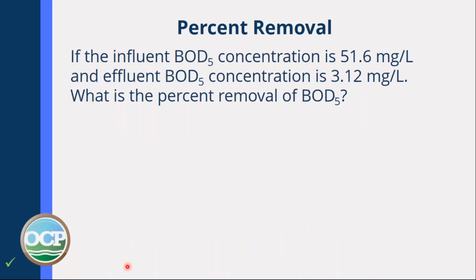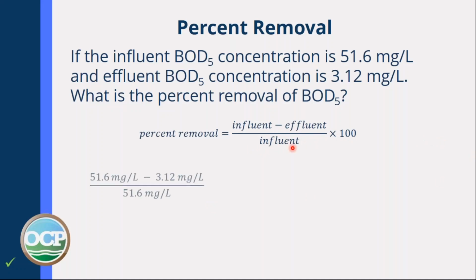So here we'll just run through this. The influent concentration of BOD is 51.6 milligrams per liter, and the effluent is 3.12 milligrams per liter. Have we reached the minimum of 85% removal? Well, let's look at how we put those numbers into this formula. Influent minus effluent divided by influent and multiplied by 100. There are the numbers.